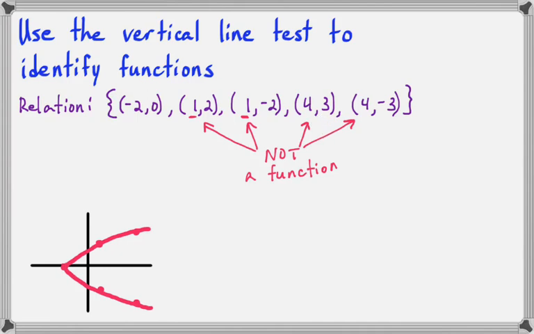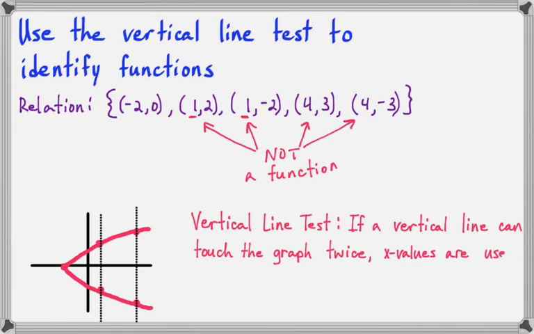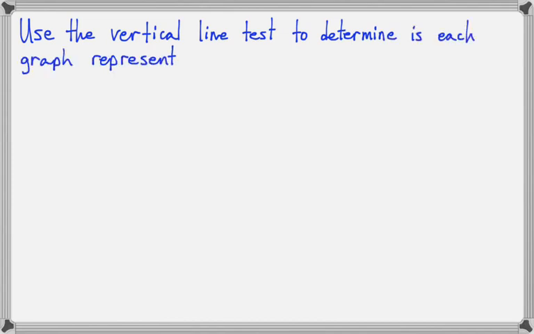So anytime we have points that are aligned vertically, we know that what we're looking at is not a function, and that's all the vertical line test says. The vertical line test says if a vertical line can touch the graph twice, the x values are being used twice, and the graph is not a function. So now let's look at a couple of graphs, and we will use the vertical line test to determine if each graph represents a function.